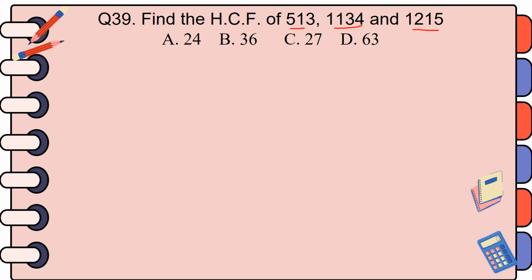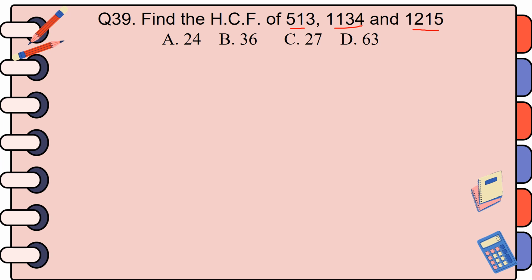Try to find out the HCF of these numbers using factorization method. On part 11, we have seen how to find the HCF of numbers using factorization method. Then using that method, try to find the HCF of these three numbers. I hope you get the answer for this question. But today the purpose of this video is to find out the HCF of these numbers using the division method.